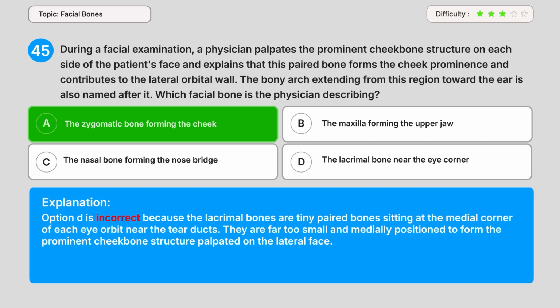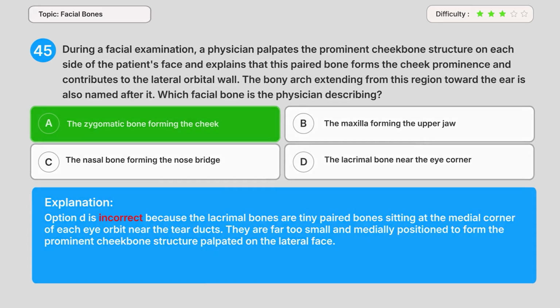Option D is incorrect because the lacrimal bones are tiny paired bones sitting at the medial corner of each eye orbit near the tear ducts. They are far too small and medially positioned to form the prominent cheekbone structure palpated on the lateral face.